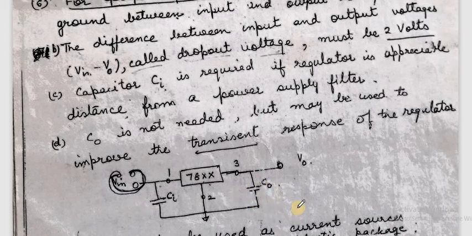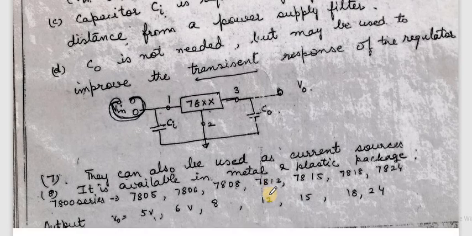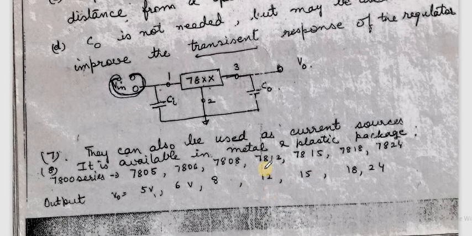C0 is also not needed, but it can be used. It is able to improve the transient response of the regulator. So if need arises, it can be used. They are not necessary components. They can also be used as current sources.